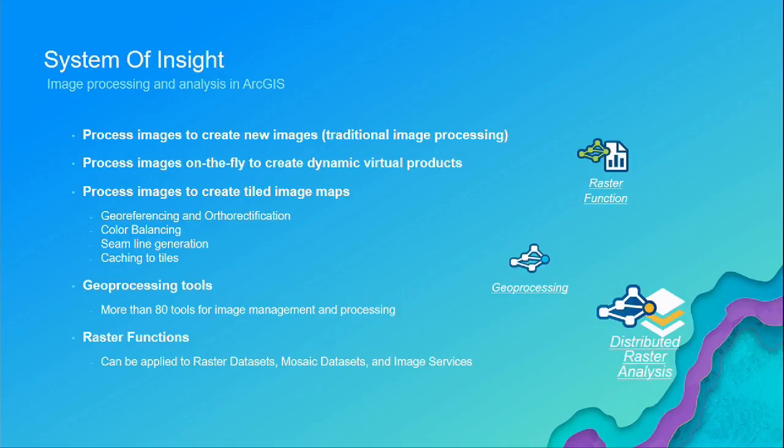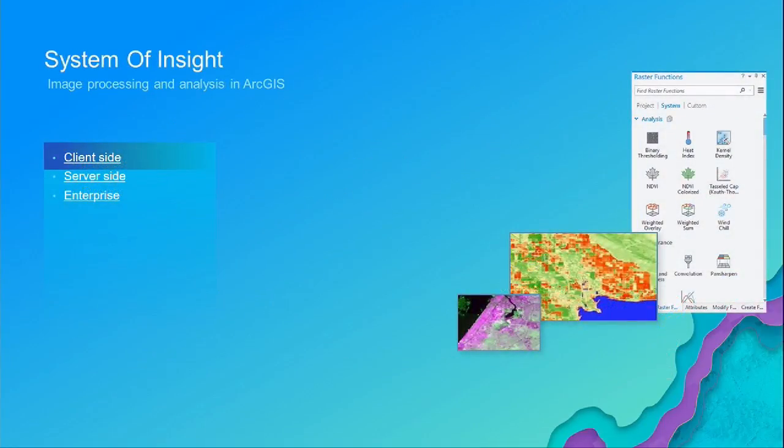Now these raster functions can be applied to raster data sets, you can apply them to mosaic data sets, and you can apply them to image services. There are three patterns. When I'm talking about raster functions, there are three patterns to process your imagery within ArcGIS. Now, this directly depends on the type of user you are. As you can see right there, you have client-side, server-side, enterprise.